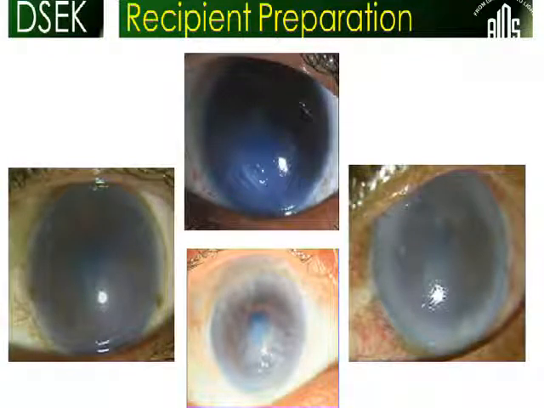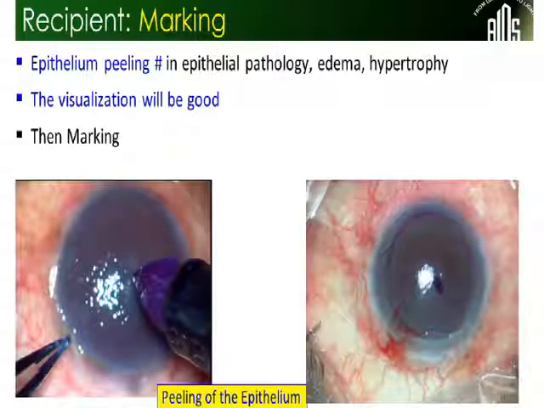Then coming to the recipient preparation, there are different kinds of recipients. You have to be very careful that the visibility must be good. If you do not have very good visibility, you have to peel up the epithelium. Like on the left hand side, you see that when you peel up this edematous epithelium, it is very loose. You can take it out, so you can have better visibility and properly come to the dissection part.